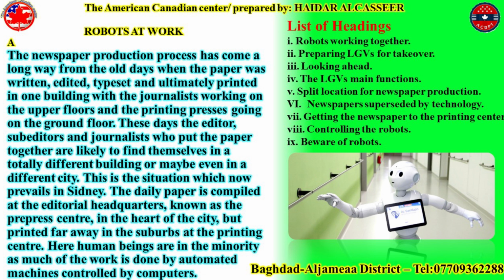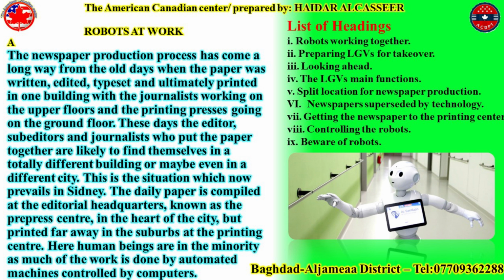Here we have lists of headings and we have paragraph A. Let's start with robots at work, paragraph A. Let's start our reading. The newspaper production process has come a long way from the old days when the paper was written, edited, typeset, and ultimately printed in one building with the journalists working on the upper floors and the printing presses going on the ground floor.